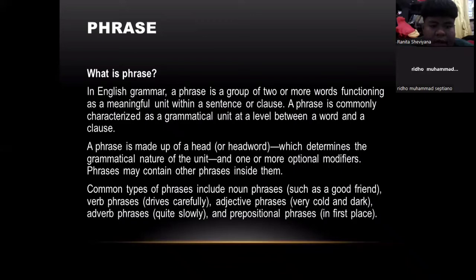Phrases may contain other phrases inside them. Common types of phrases include noun phrases such as a good friend, verb phrases such as drives carefully, adjective phrases such as very cold and dark, adverb phrases such as quite slowly, and prepositional phrases such as in the first place.